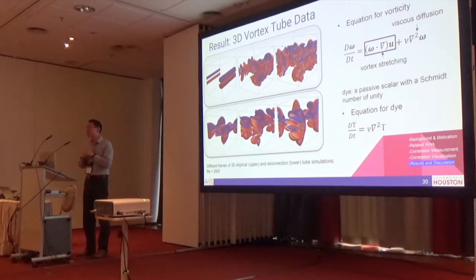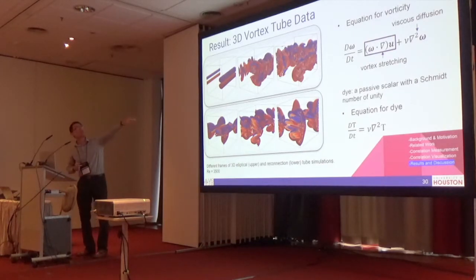These data sets simulate two parallel counter-rotating vortex tubes. There were two scenarios. The top scenario undergoes what we call elliptical instability. It means that during the advection of these two vortex tubes, they tend to interact with each other, and the structure breaks down quickly and leads to chaos. The second scenario is not that chaotic. It leads to what we call vortex reconnection.